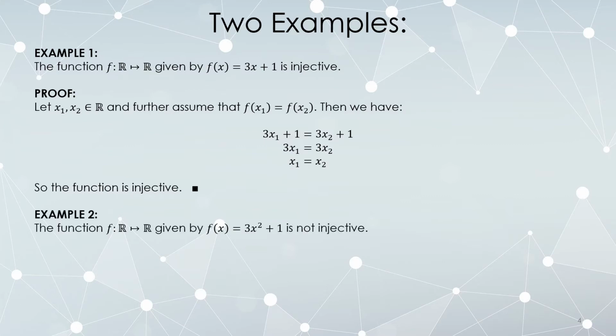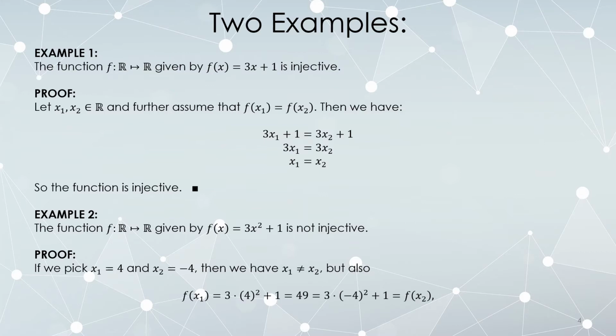Second example, f of x equals 3x squared plus 1 is not injective. So let's try to think how we would prove something is not injective. Now, injectivity is a universally quantified statement. So if it fails, we just have to find one specific example where it fails, in other words, a counterexample. So if I pick these two numbers specifically, then we can begin with two numbers that are different. 4 and -4 are different numbers, but once I run them through the function, they both produce 49.